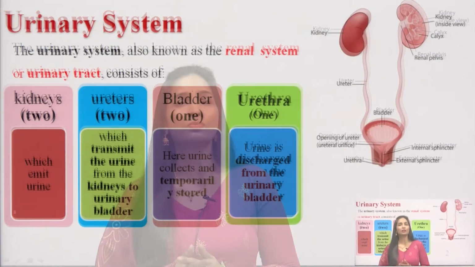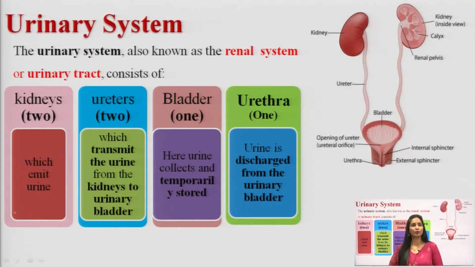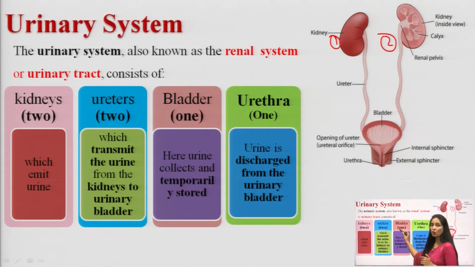The urinary system you can call a renal system, also a renal tract. The urinary system, also named the renal system or urinary tract, consists of two kidneys. Look at the pictures simultaneously. Here the urinary system consists of two kidneys, and two ureters. This is one ureter and this is the second ureter, and it consists of one bladder.